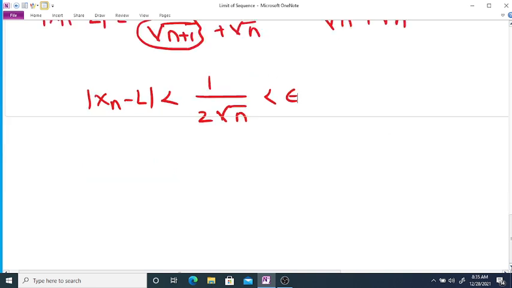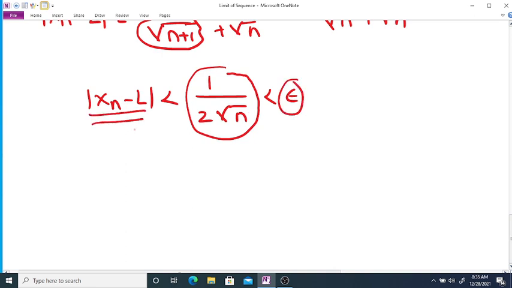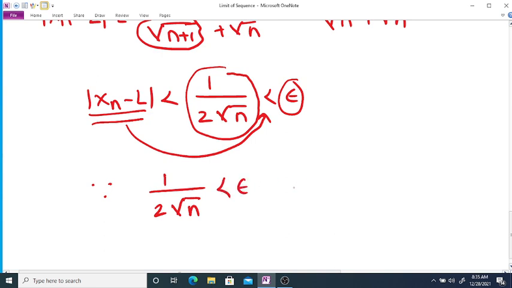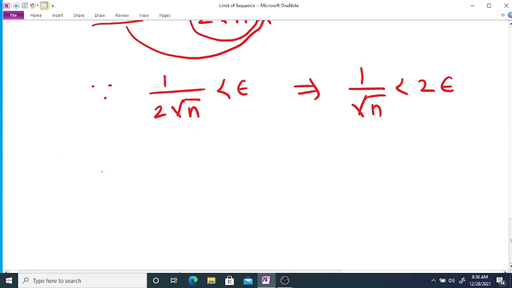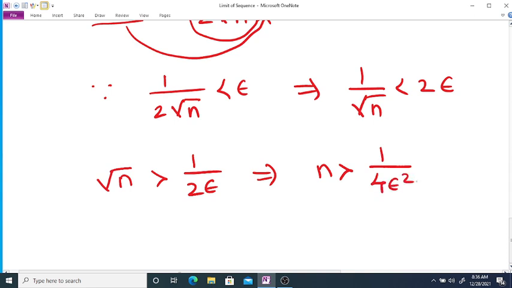Which we write as less than epsilon. So now if 1 divided by 2 times square root of n is less than epsilon, it implies xn minus L is also less than epsilon. Since 1 divided by 2 square root of n is less than epsilon, it implies 1 divided by square root of n is less than 2 epsilon, and hence square root of n is greater than 1 divided by 2 epsilon, and this implies n is greater than 1 divided by 4 epsilon square.